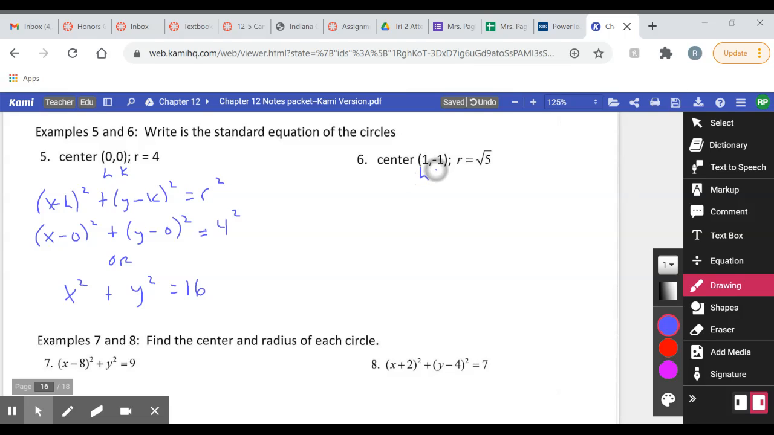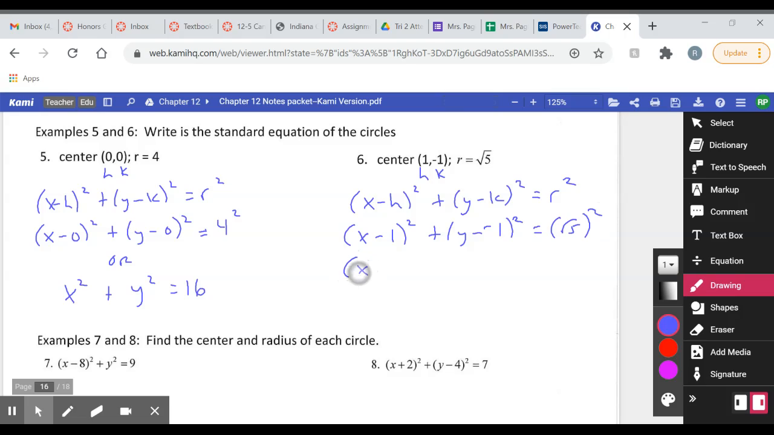Okay, on number 6, here's my h, here's my k, there's my radius. Again, this is the formula I'm plugging into. I just think it's helpful to have it at each problem. So if I go ahead and plug in x minus h, which is 1, square that, y minus negative 1 squared, and then square root of 5 squared. So here I've got y minus negative 1, which is the same thing as y plus 1. And then square root of 5 times square root of 5 gives me 5. All right.